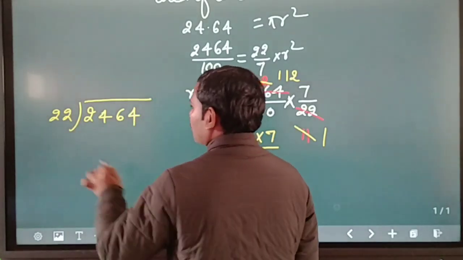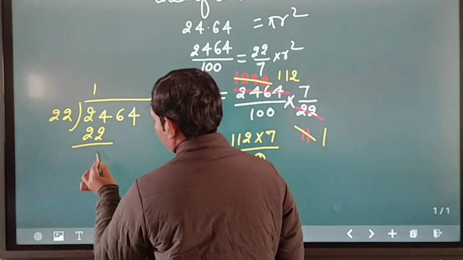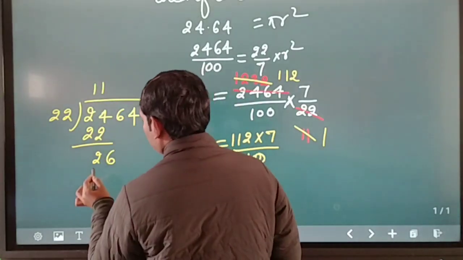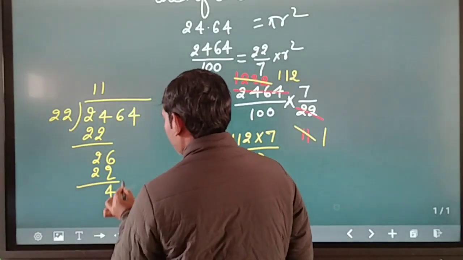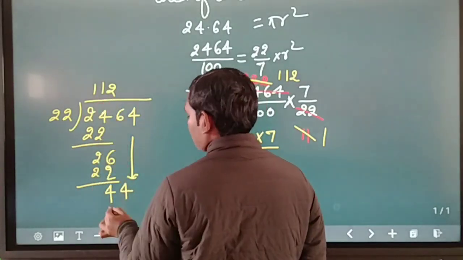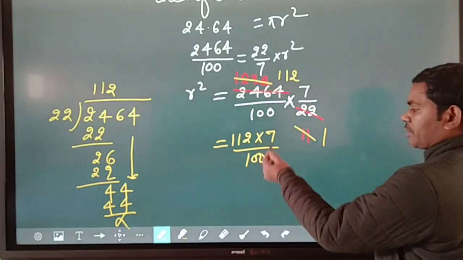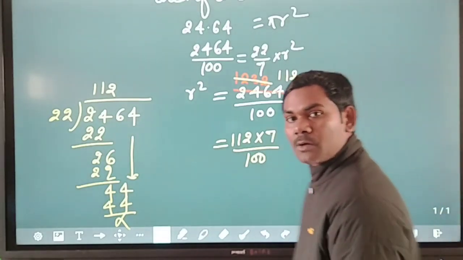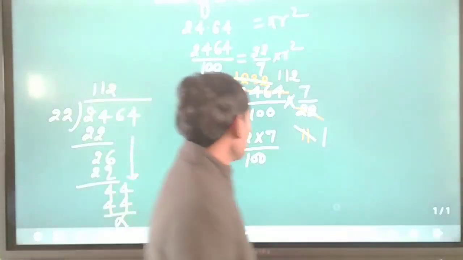So 22 1s are 22. Here we get difference as 2, put 6. Again 22 1s are 22 and we get 4, and here this 4 is 44 and 22 2s are 44. So we get 112 into 7 by 100. Is that clear? Now we have to find the product of 112 by 7.